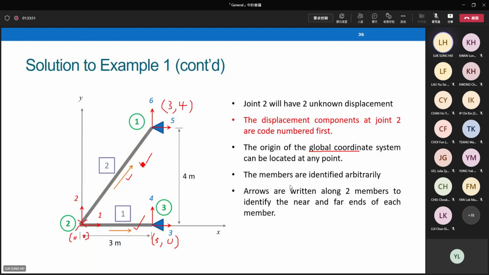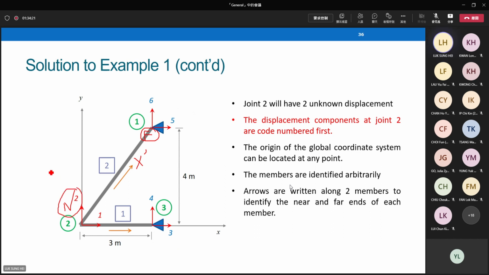The member orientation will affect what? The member orientation will affect how we define the local coordinate system. The member orientation actually defined this way. You can think that it is the x-prime axis. If you know the x-prime axis, then you will know where is the near end node, where is the far end node for each element. Right? What is n? What is f?